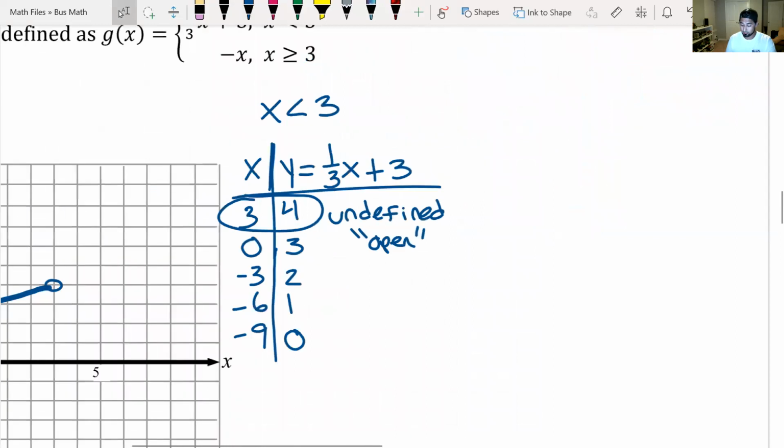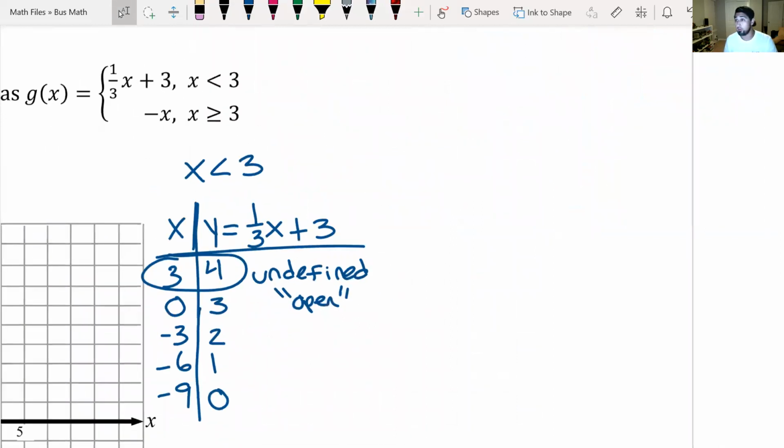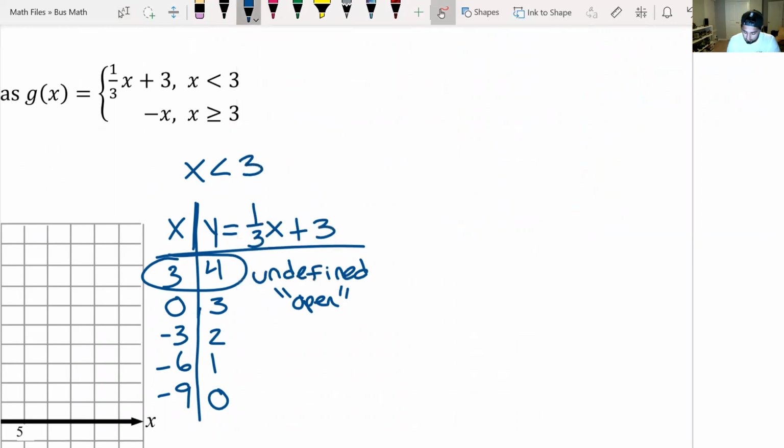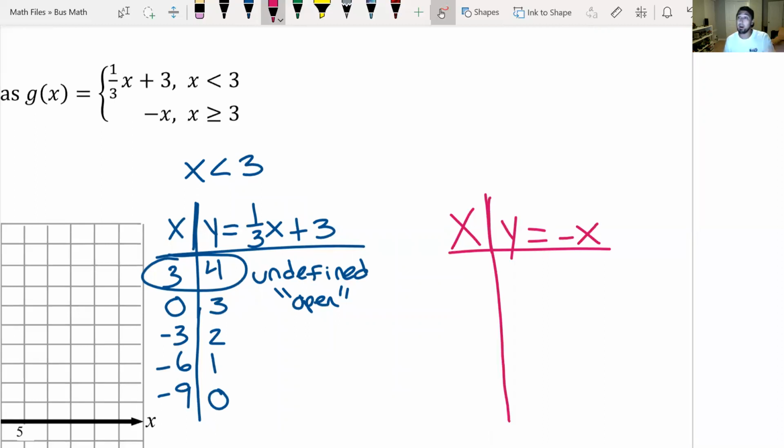Now, let's graph the second part, and we'll do the XY chart again. So, I'll have X and Y equals -X. Above it, I'll put the restriction. X greater than or equal to 3.